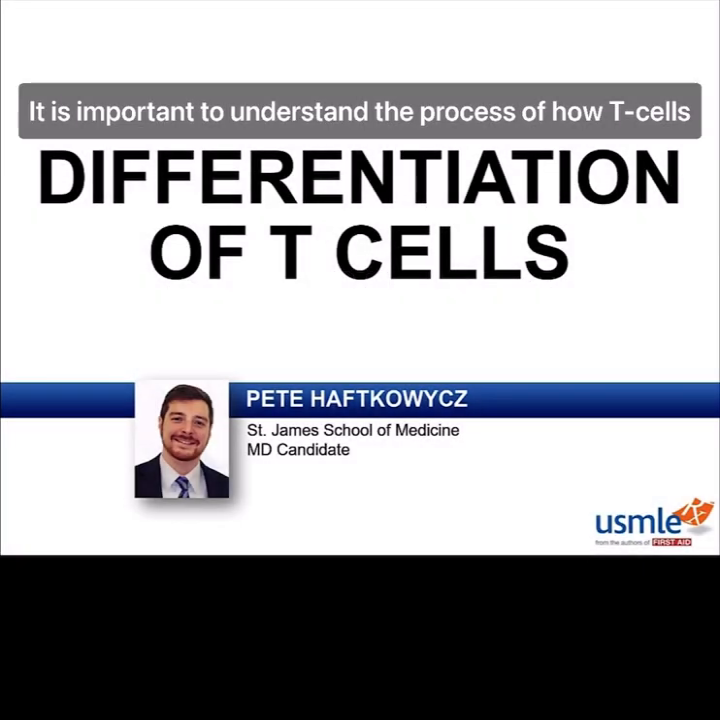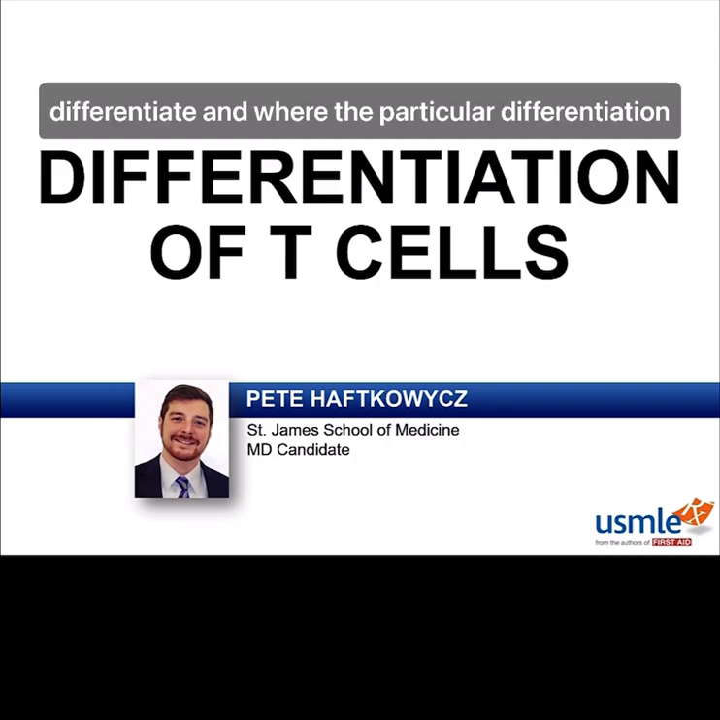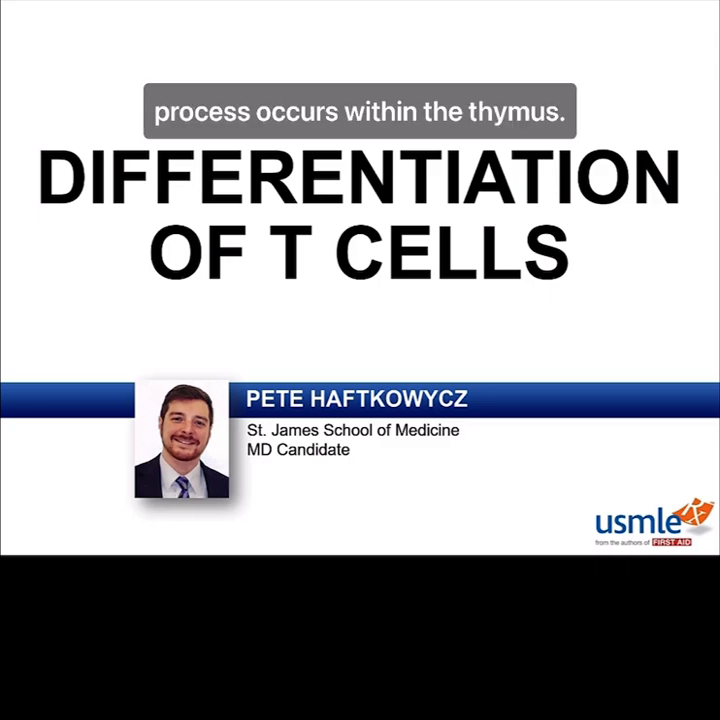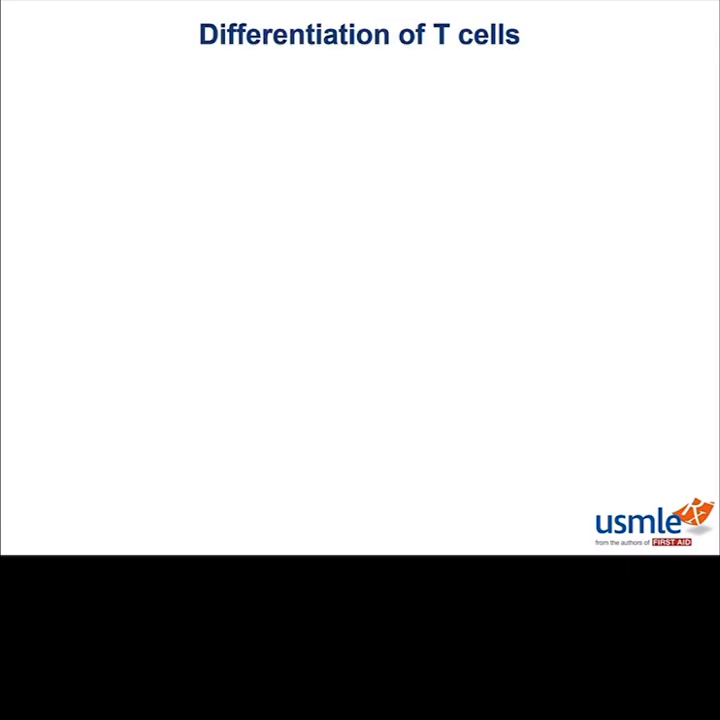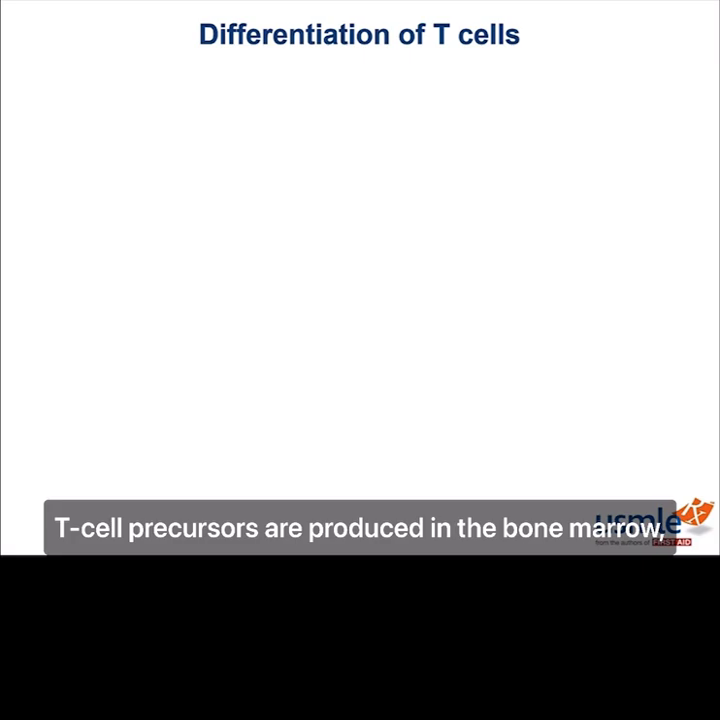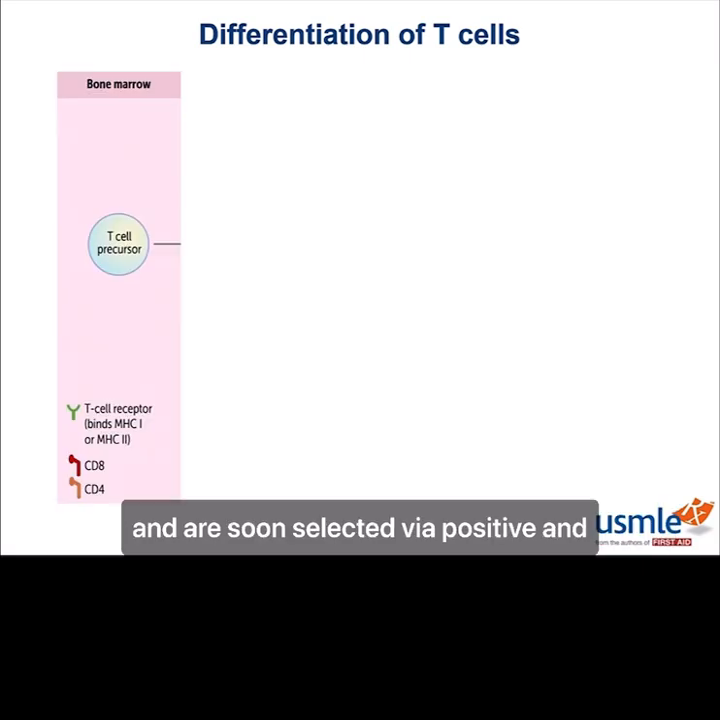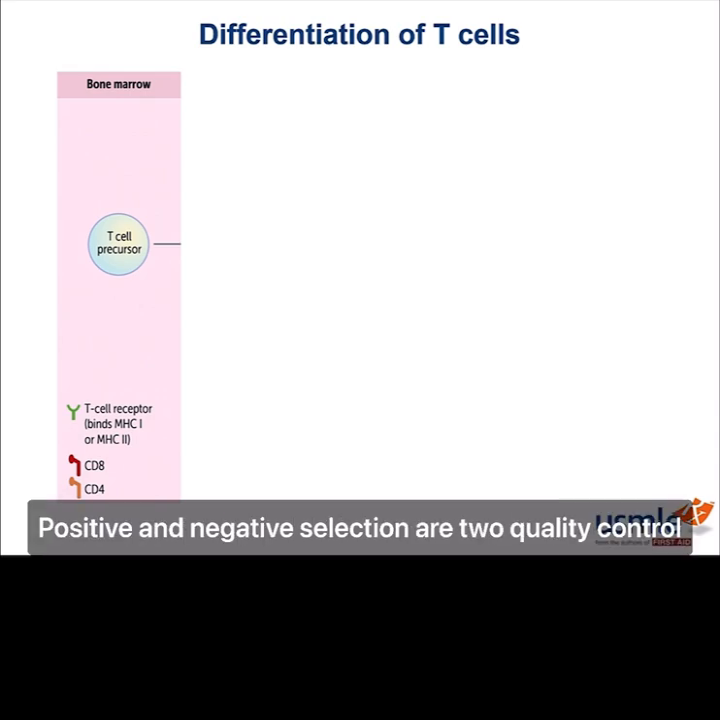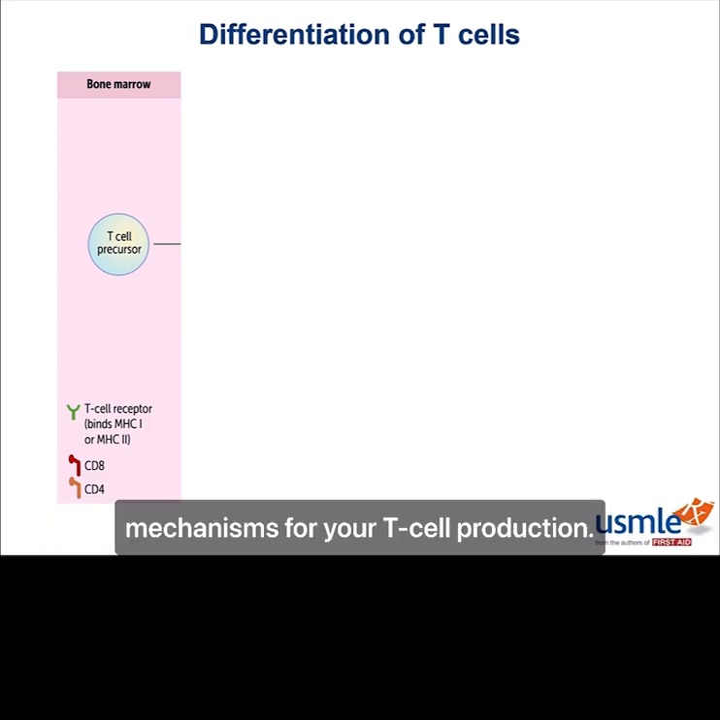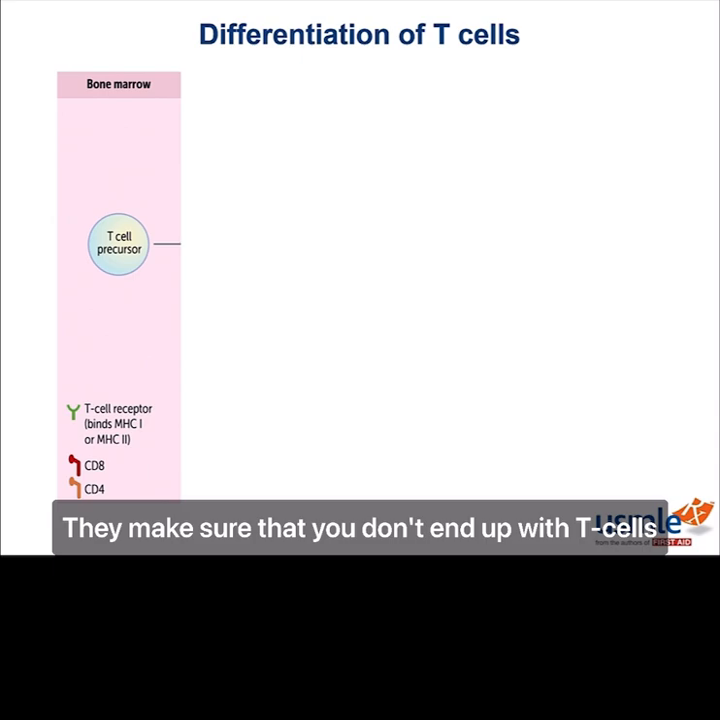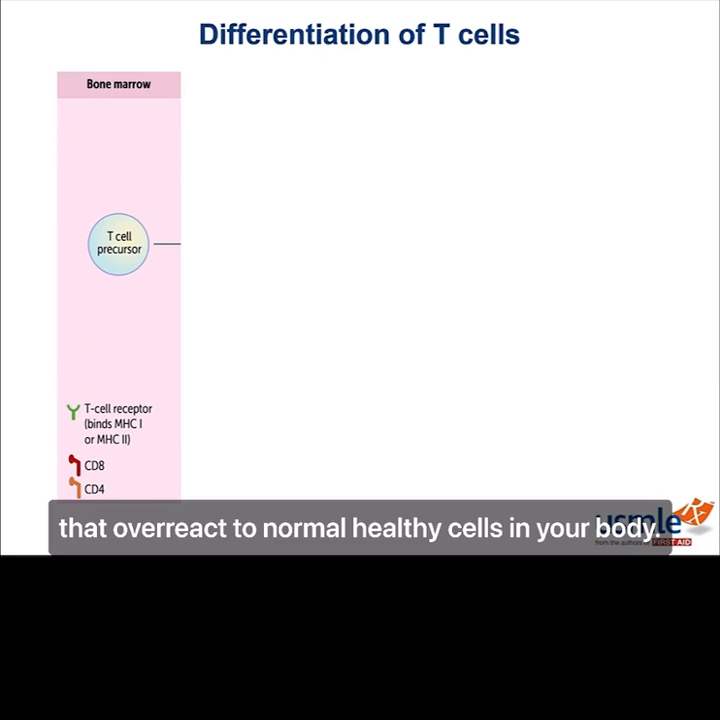It is important to understand the process of how T cells differentiate and where the particular differentiation process occurs within the thymus. T cell precursors are produced in the bone marrow and are soon selected via positive and negative selection in the thymus. Positive and negative selection are two quality control mechanisms for your T cell production. They make sure that you don't end up with T cells that overreact to normal healthy cells in your body.